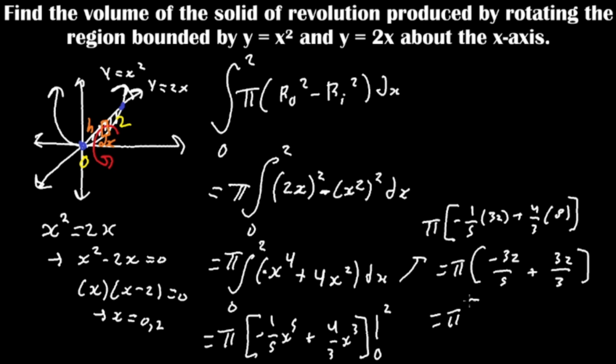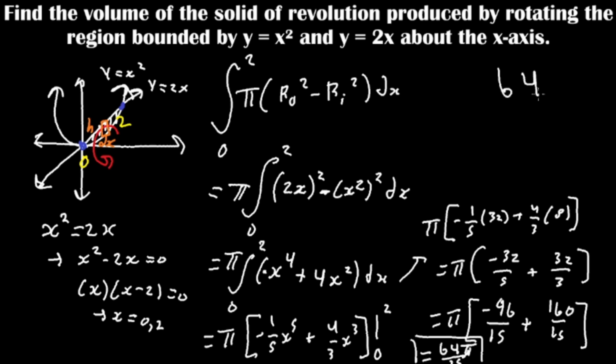So this is pi times, let's see, let's multiply negative 32 over 5 top and bottom by 3. So that becomes negative 96 over 15 plus 32 whole thing times 5. That becomes 150 plus 10, so 160 over 15. So this becomes 64 pi over 15. And that is our final answer. So let me write this over here. 64 pi over 15.